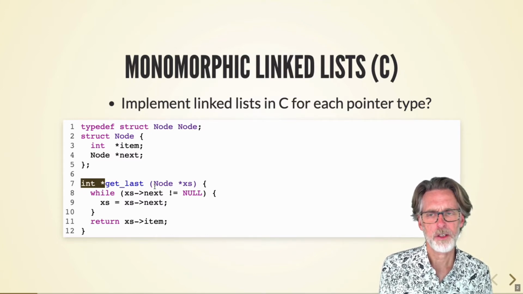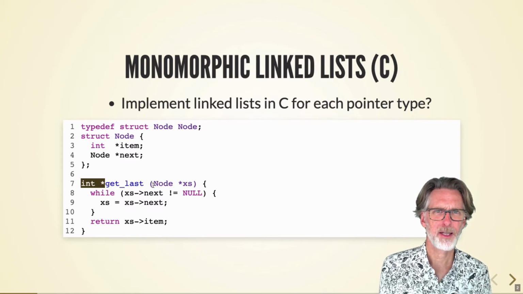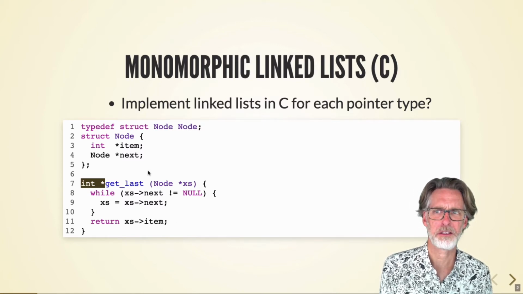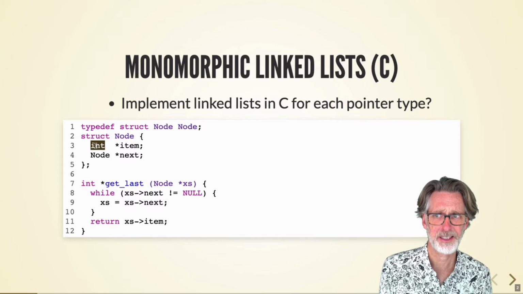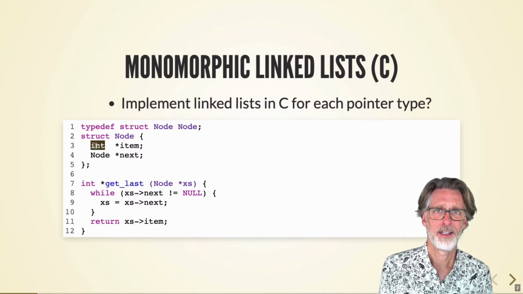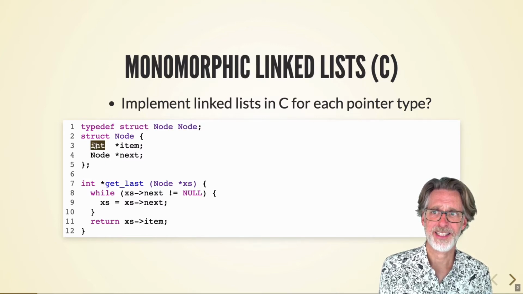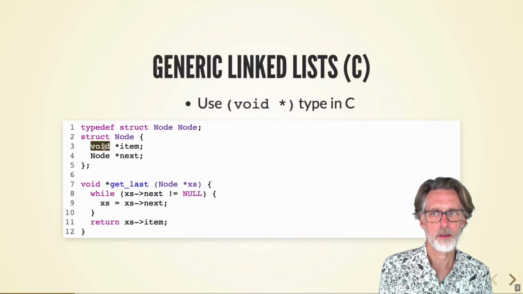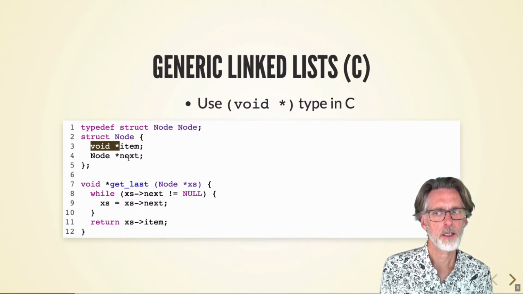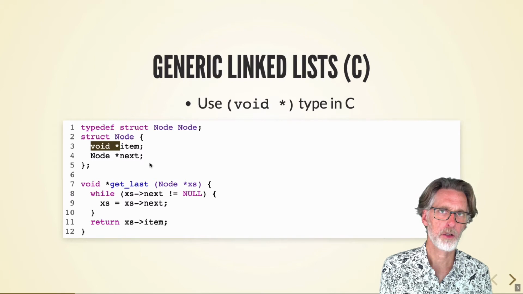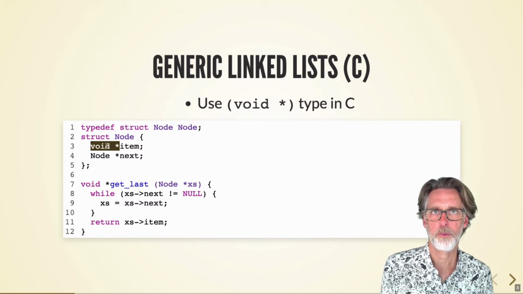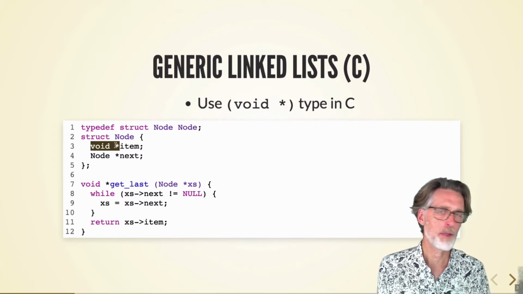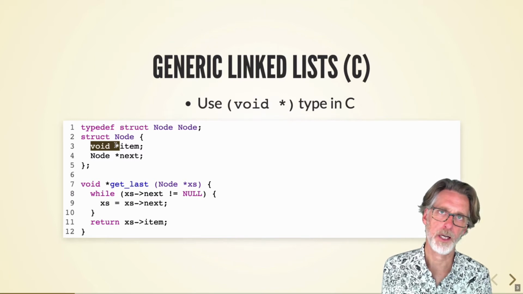If I wanted to have a list of floating point numbers, do I need to copy all this code and just change the word int to float everywhere? Well, that kind of thing is a maintenance nightmare. Instead, in C, what you do is use the top type, the most abstract type in C, which is called void star. Void star gets around this problem by allowing you to simply store the size of a pointer and to convert from any pointer type to any other pointer type.